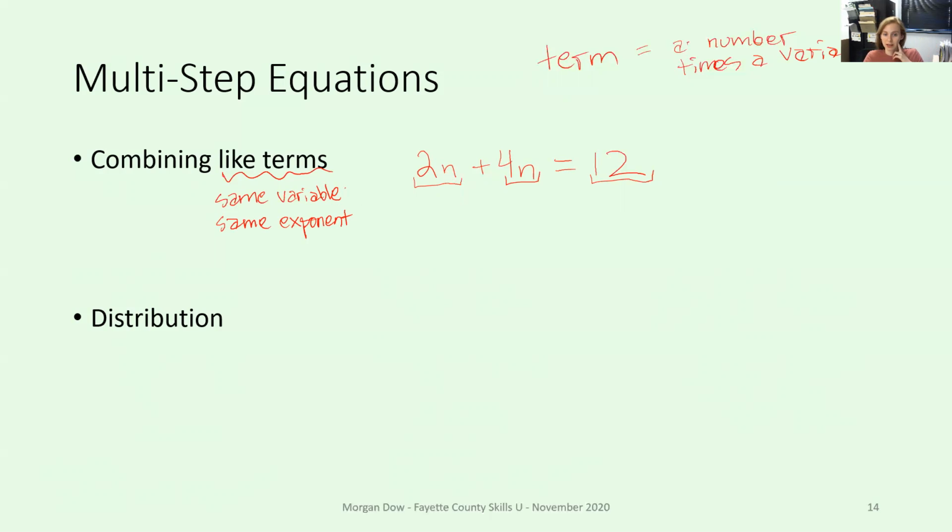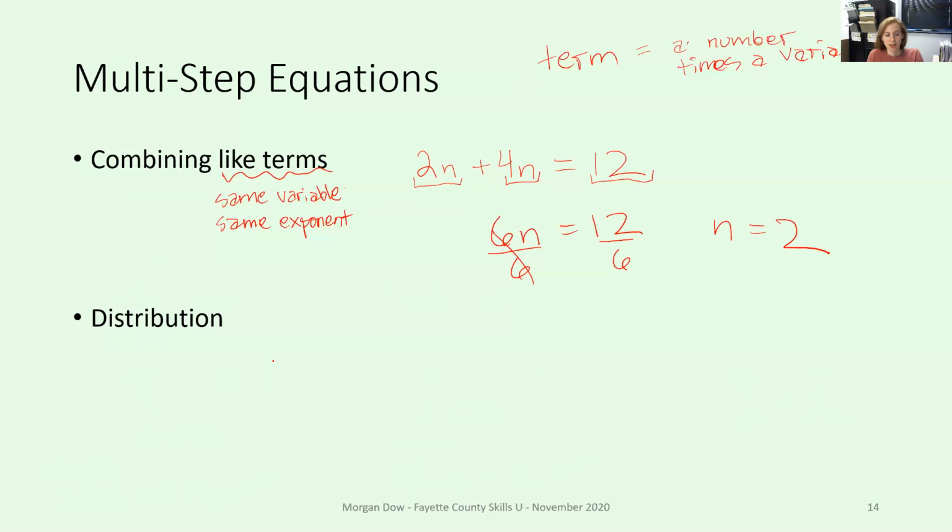Just like I said, if you have 2 n's and then another 4 n's all together, you have 6 n's. And now it's going to be a little bit easier to solve, right? We could divide by 6, and we will get n equals 2. So that's combining like terms, where you are adding or subtracting terms that have the same variable and the same exponent. Another thing that we can sometimes do to solve our equations and make things a little easier for ourselves is to use distribution, or the distributive property.